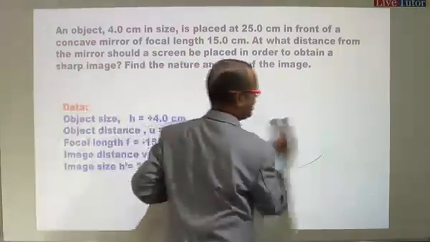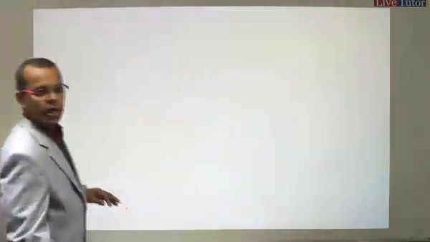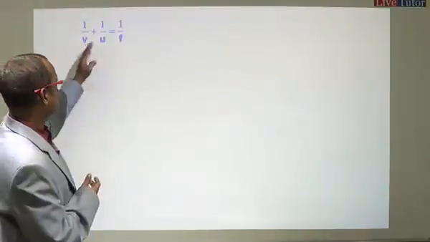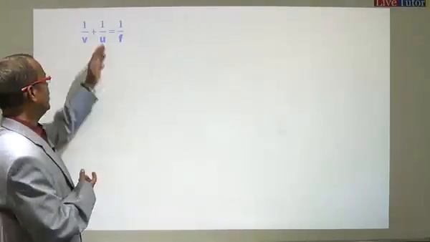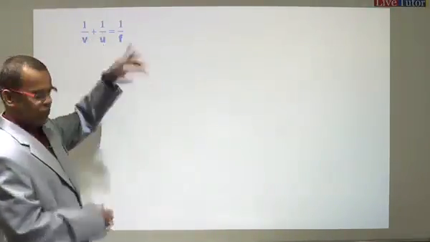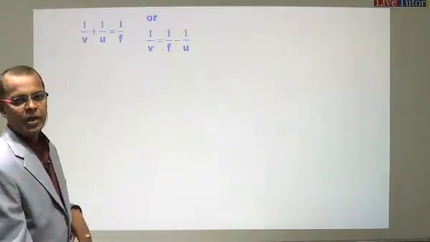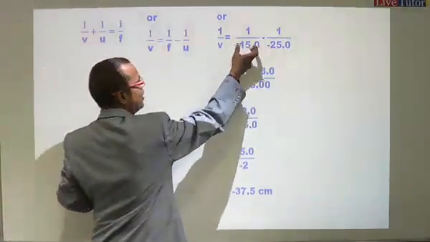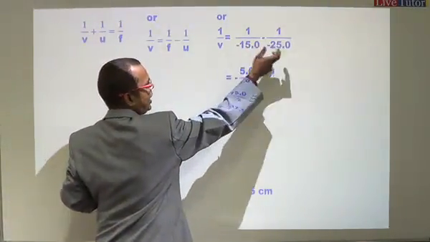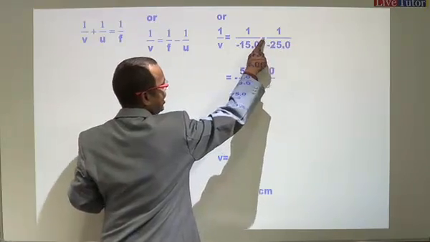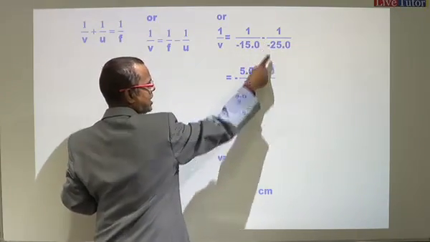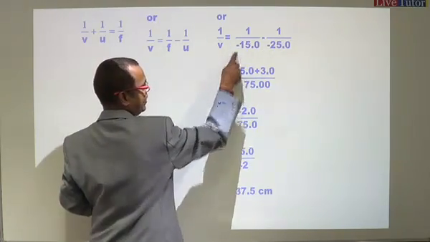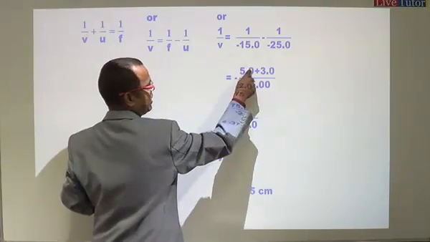How to find out the image distance? By using the same mirror formula, 1 by v plus 1 by u is equal to 1 by f. Again, what will you do? We have to retain this 1 by v and take this 1 by u to the other side. So it will become 1 by v equals 1 by f minus 1 by u. Again, substitute the values. f we have taken as minus 15 and u is also minus 25. Already one minus is there, so minus and minus will become plus here. And this minus we have kept here, minus 5.0.